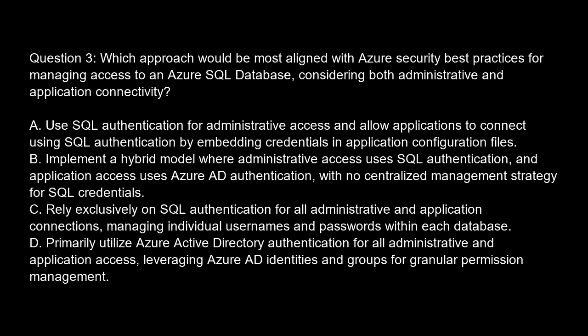Implement a hybrid model where administrative access uses SQL authentication and application access uses Azure AD authentication, with no centralized management strategy for SQL credentials. Option C. Rely exclusively on SQL authentication for all administrative and application connections, managing individual usernames and passwords within each database. Option D. Primarily utilize Azure Active Directory authentication for all administrative and application access, leveraging Azure AD identities and groups for granular permission management.